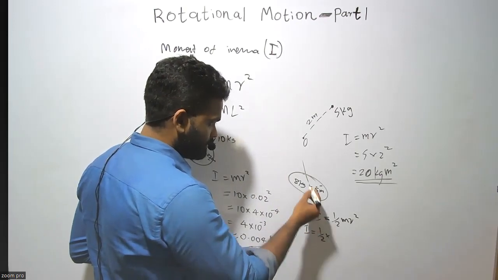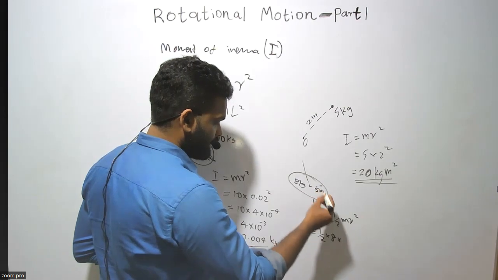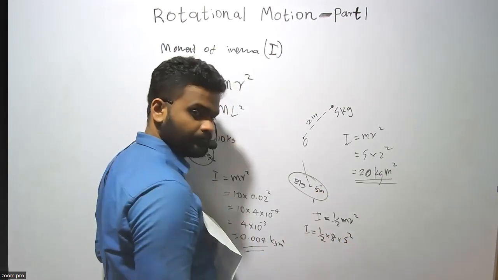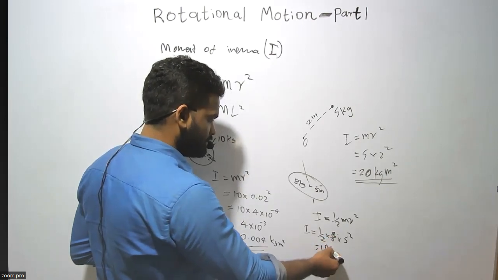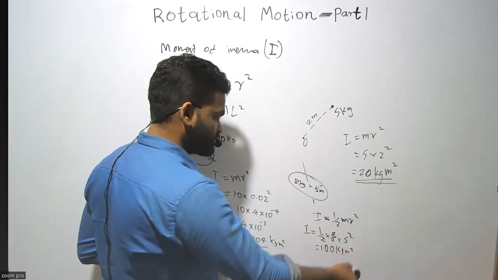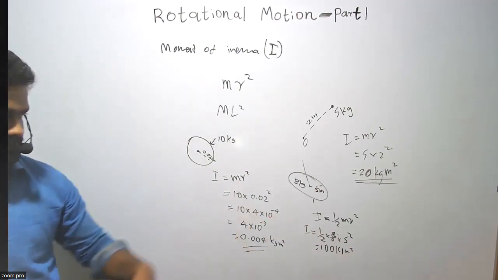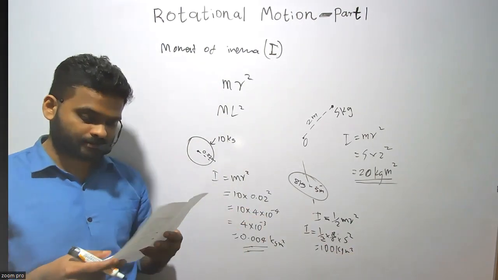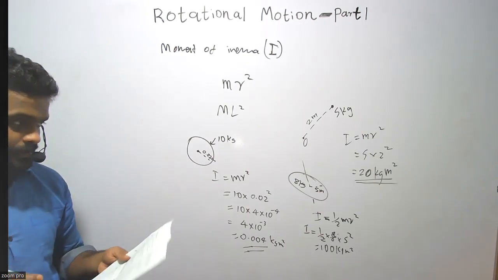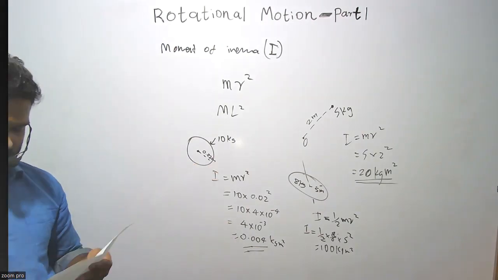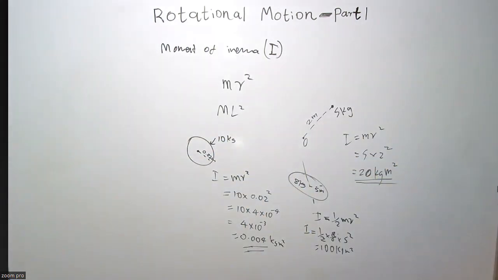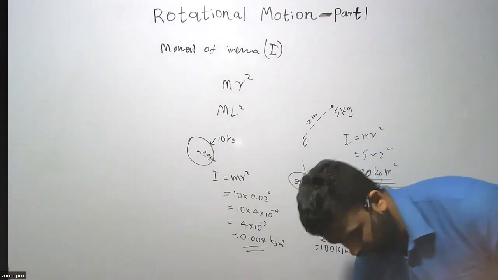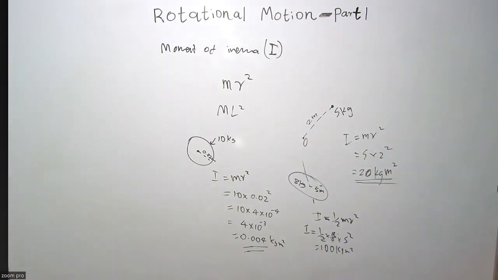So half is there, mass is 8. Radius is 5. 5 squared. Okay. 4 times 25, 100, right? 100 kilogram meter squared. So that's the moment of inertia for the plate. Okay, you can take it down. Then those who got the answer, you can try the 13th question. In the 13th question, there's something you need to think about, right? Those who got the answer, try the 13th one.